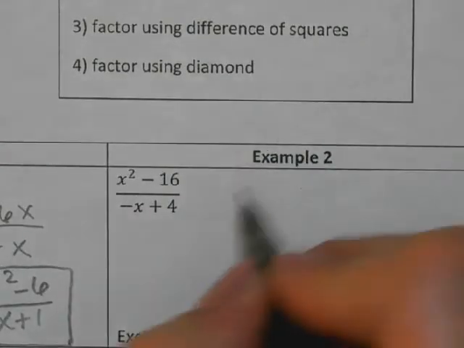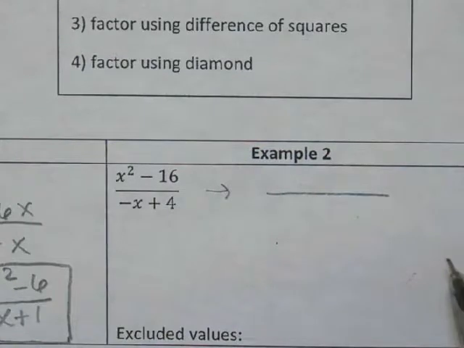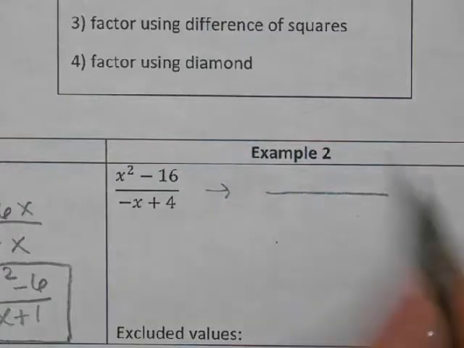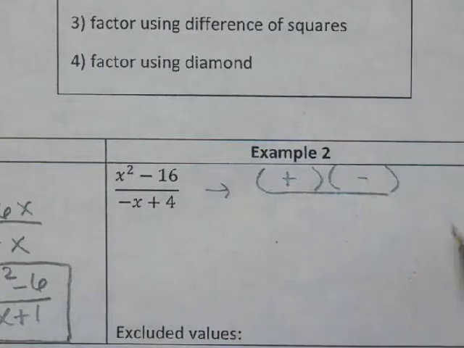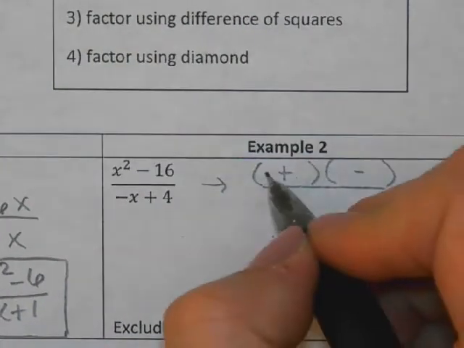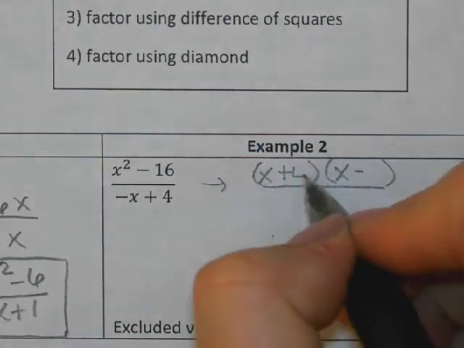So we're going to go ahead and start factoring this. We can go ahead and factor the top. What type of factoring is the top? Difference of squares. So we have two sets of parentheses, one with a plus, one with a minus. So we're going to say x and x, right? And then 4 and 4.